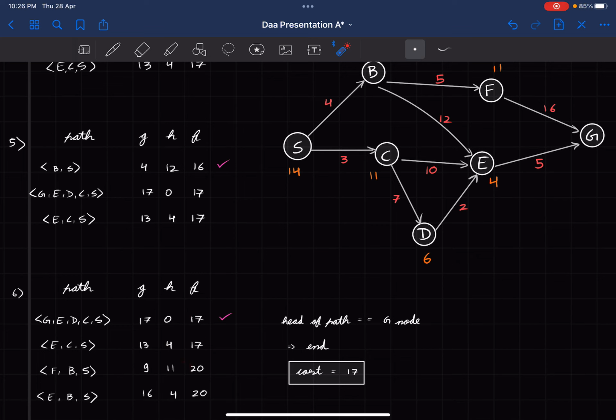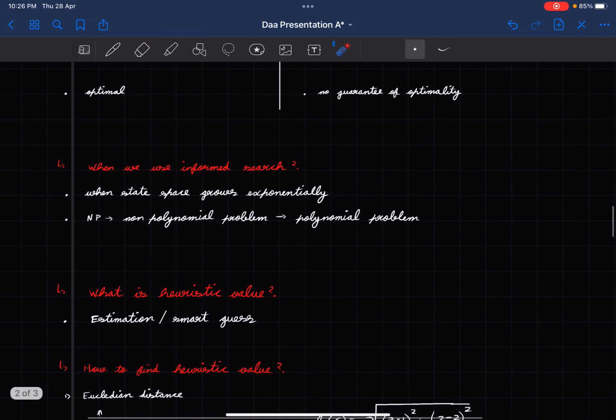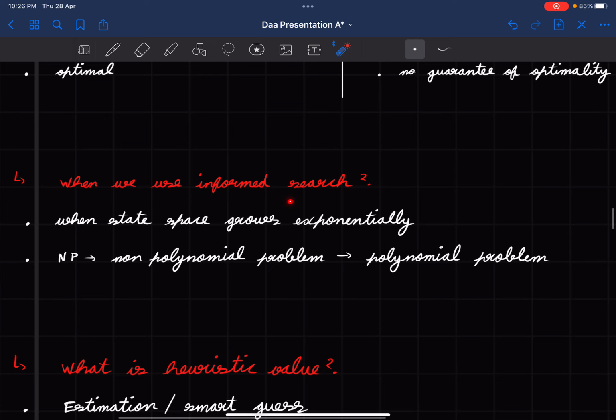Whenever we choose the minimum, we check this particular condition: if the head of the path equals the goal node. Here in this case, it equals the goal node. So we will end our program, and the value of F will be the cost of traveling from S to G. We use informed search when the state space grows exponentially, or if the problem is a non-polynomial problem, and this algorithm basically converts the non-polynomial problem into a polynomial problem.